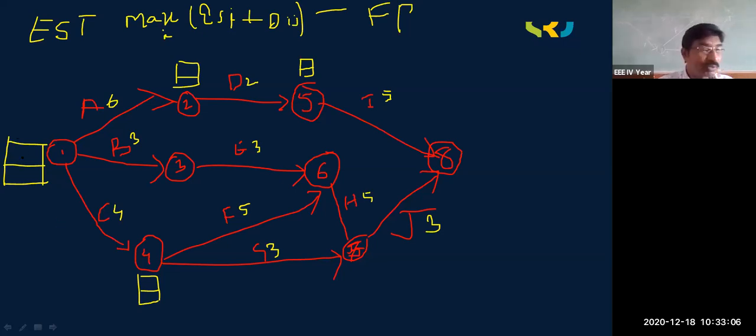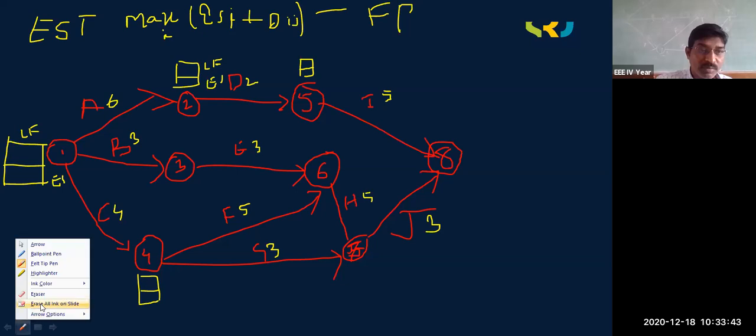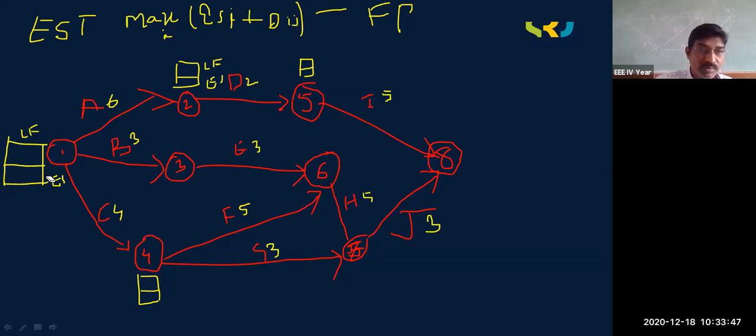And what does that box indicate, friends? The first box you keep as LF, meaning latest finishing value, and the box below is earliest starting, ES. Here also, ES and LF. LF means latest completion or latest finish time. ES means earliest starting time. Like that, you keep all the boxes here, because the box will give a clear idea.